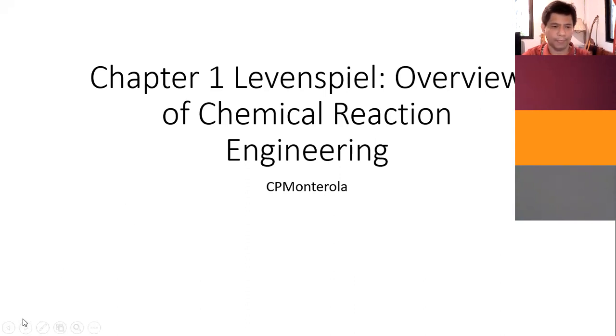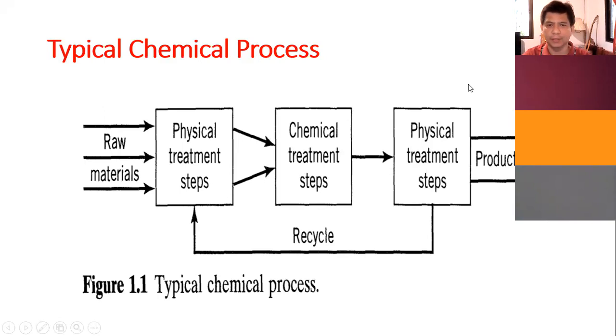Let's proceed. Generally, when we have a chemical plant, the general process is you have raw material, then it will undergo physical processes. For example, you raise the temperature or the pressure, so you have pumps and heaters. Or you lower the temperature with coolers, and you have compressors to raise the pressure for gases.